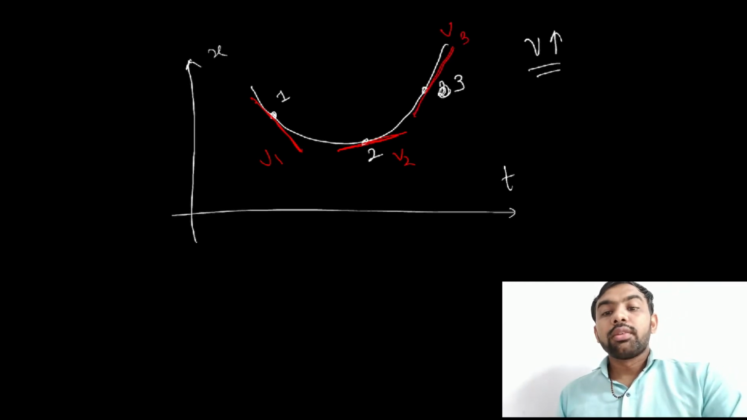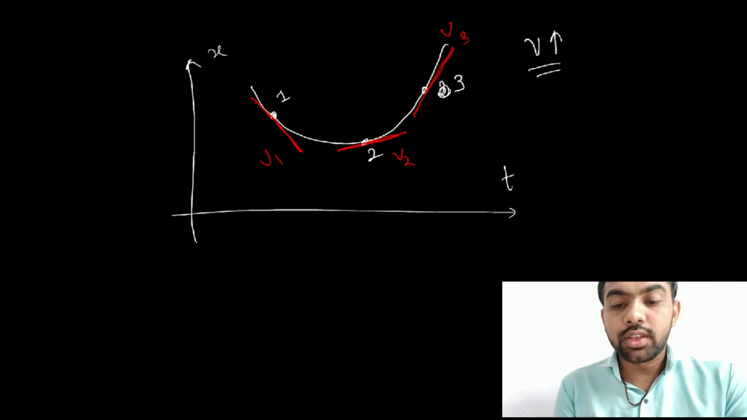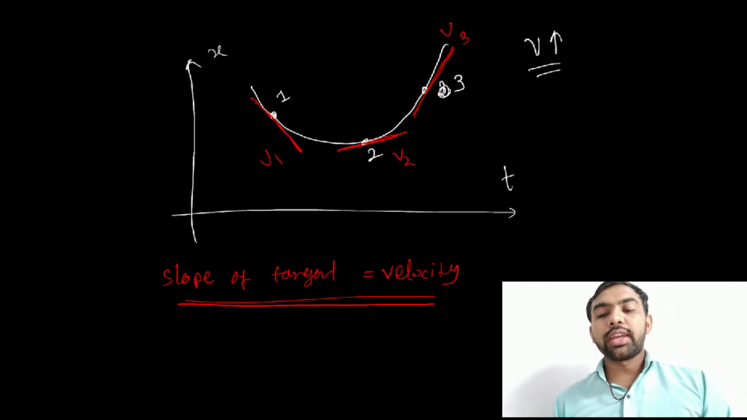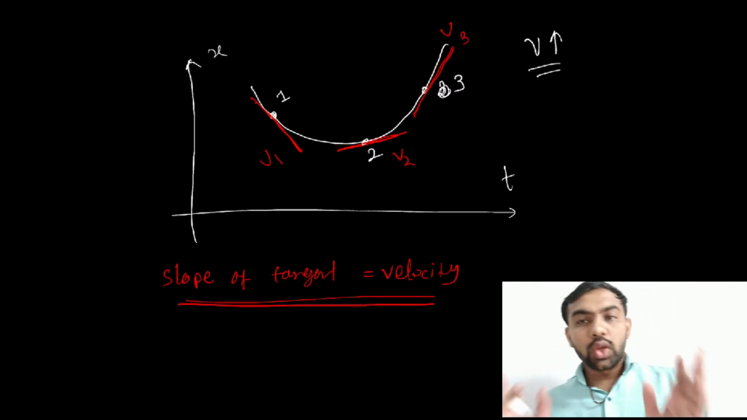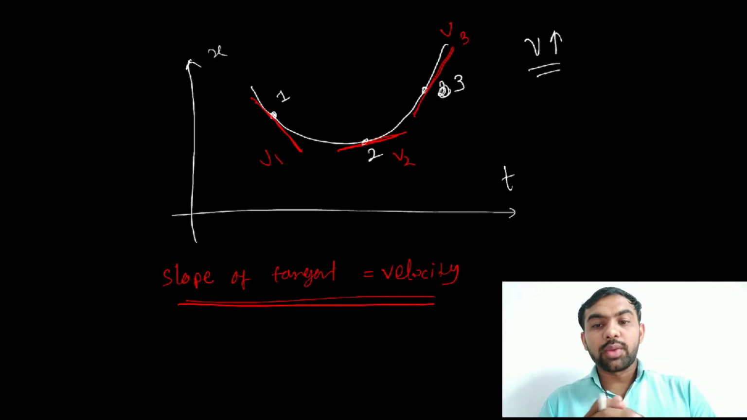Why? See, in x versus t, the slope of the tangent is equal to what? Velocity. The slope of the tangent is equal to velocity. All of you must note this, understand it properly. If you draw any graph in the x versus t graph and find the slope of the tangent, then this slope gives us the velocity.